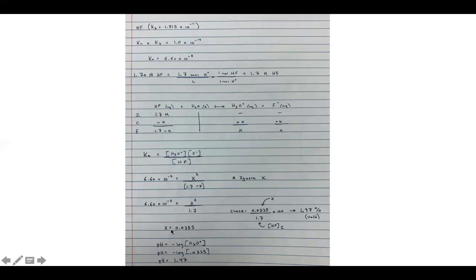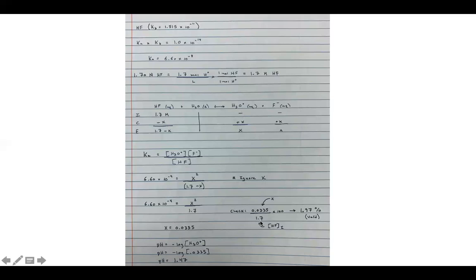We can very quickly solve for x, and we find that the value of x is 0.0335. Okay, and so again, that is our value for x. But whenever you use the 5% rule, you must check to make sure that's a valid assumption. So as you can see, here's my little check on the side. In the numerator, I'm going to plug in that value of x, so 0.0335.